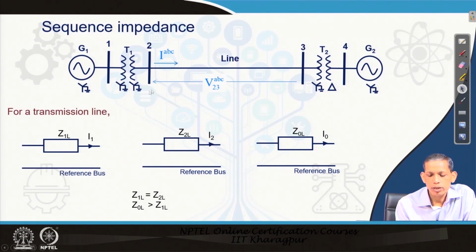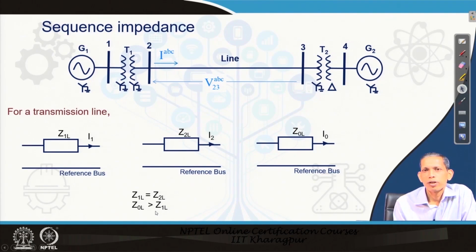The transmission system being passive, if we subject it to positive sequence voltage or negative sequence voltage, they lead to the same impedance. Therefore, Z1L equals Z2L for the transmission line.